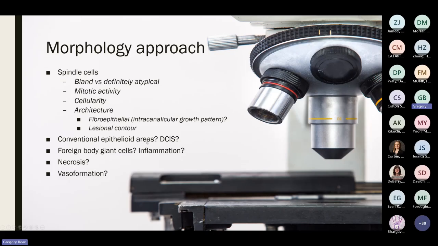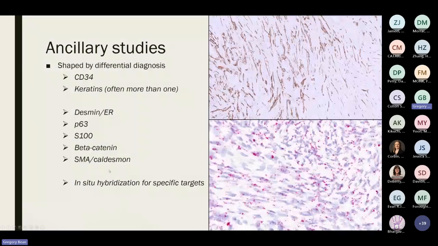Do you see conventional epithelioid areas, areas of DCIS? Do you see foreign body giant cells, inflammation, necrosis, which can be present in both benign, reactive, and malignant things? And it may even be a vascular formation that you can't quite appreciate. Do you see any evidence of vasoformation?